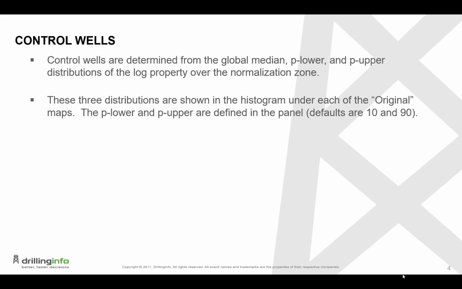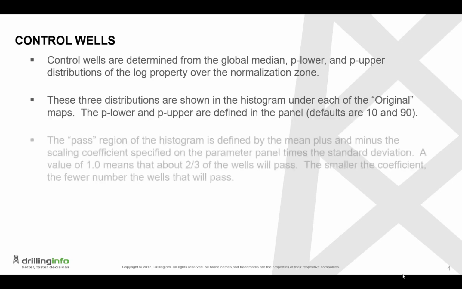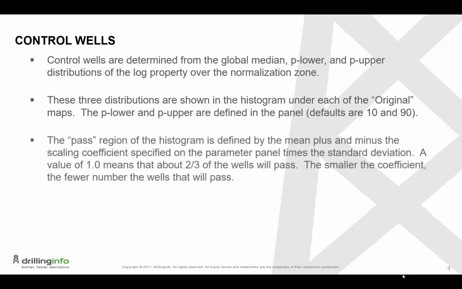The p-lower and p-upper values are defined in the panel, defaulted to p10 and p90 unless you've changed them. Each of these distributions has a mean and a standard deviation. A well can only be considered a control well if its median, p-lower, and p-upper value falls within the range defined by the mean plus or minus the scaling coefficient specified on the parameter panel times the respective standard deviation.